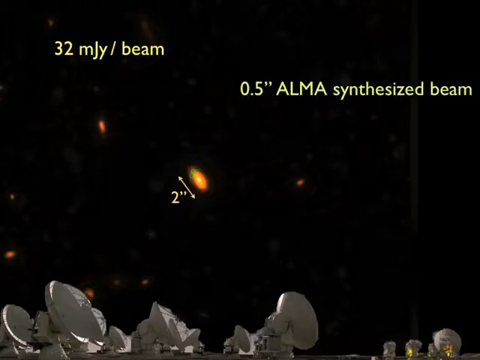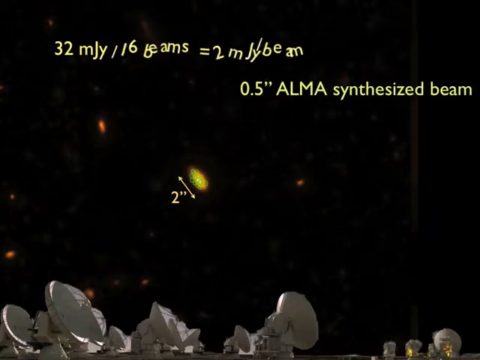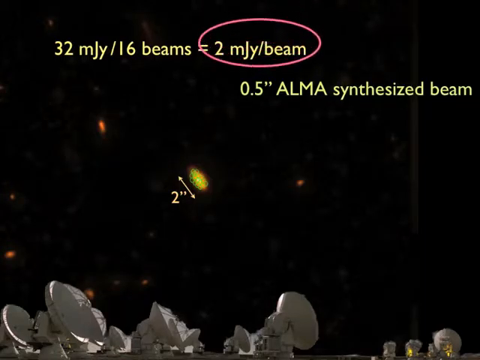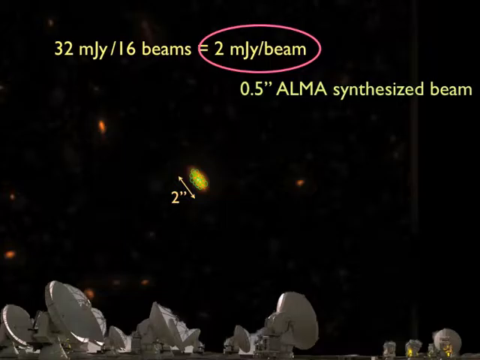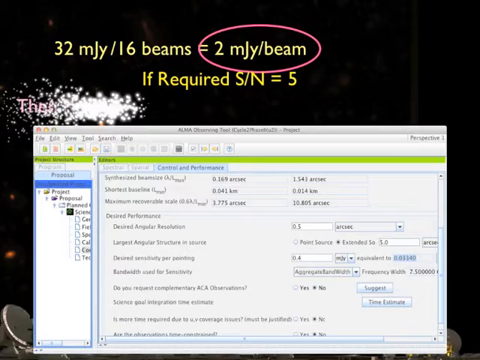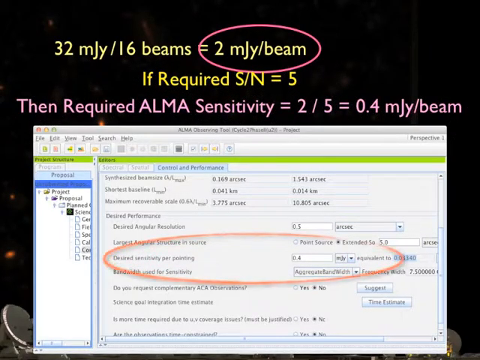That 2 arcsecond wide galaxy is now 4 ALMA beams wide, or 16 ALMA beams in area. This would mean that 32 millijanskys measured by the CSO beam was spread across 16 ALMA beams. The expected flux density in the ALMA beam would thus be only 2 millijanskys per beam. If you wanted a 5 sigma detection, you'd need a sensitivity of 0.4 millijanskys per beam.